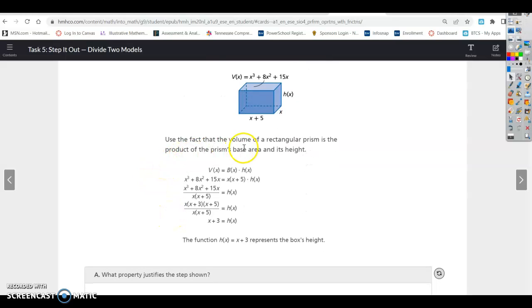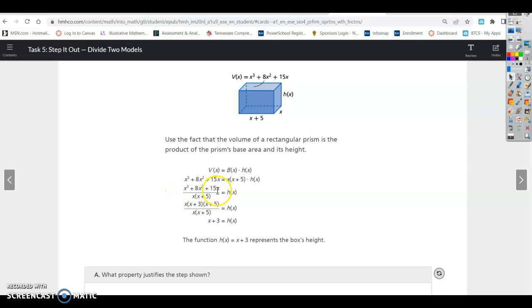Use the fact that the volume of a rectangular prism is the product of the prism's base area and its height. So V of x equals B of x, base, times H of x, height. So x cubed plus 8x squared plus 15x equals x times x plus 5 times H of x. All right, so what they're going to do is divide these two.